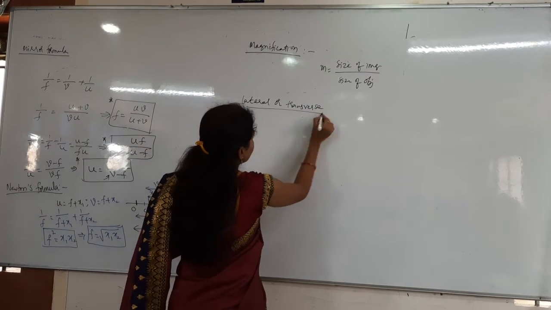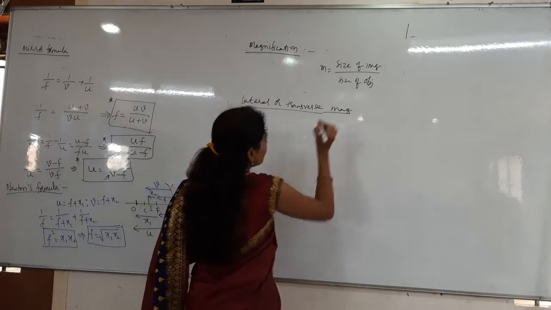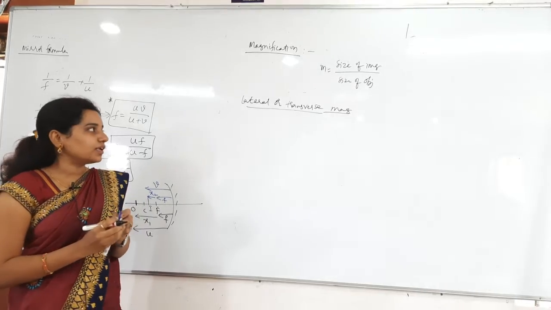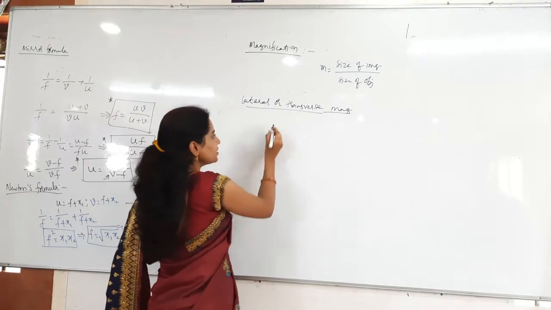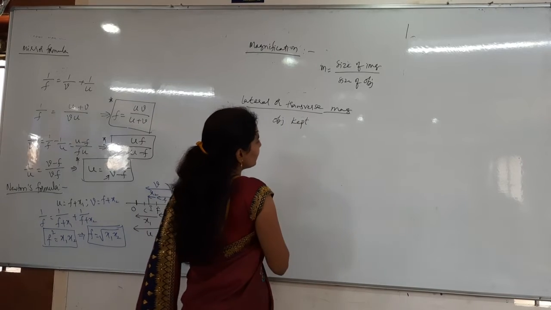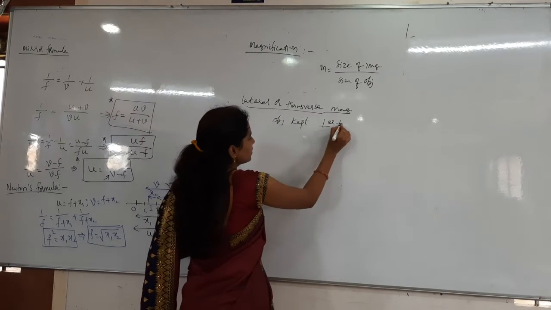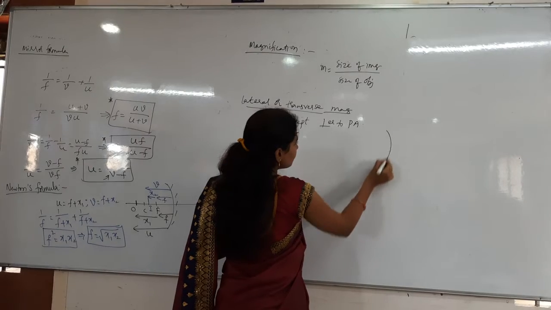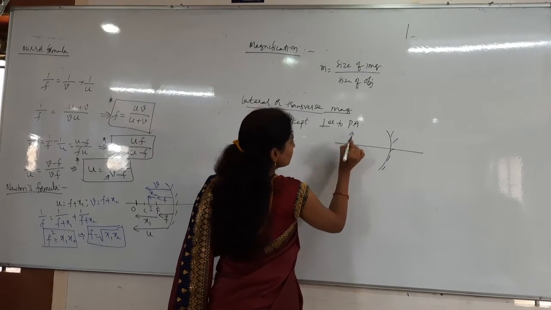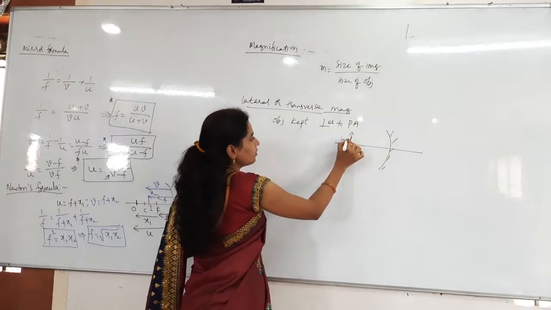Transverse magnification. Anything can be asked in the problem, so you have to get to know the terminology mainly. So lateral or transverse magnification: what I said, the object will be kept perpendicular to the principal axis. The object is kept like this. This is the height of the object.